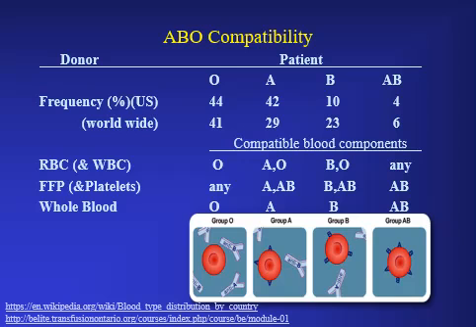Now this next table shows the approximate distribution overall in the U.S. and worldwide of the ABO groups and the compatibility for various blood components. As you can see, those with Group O, which are about 40 to 44% in the U.S., will have antibodies to both A and B antigens, whereas the AB groups, which only make up 4% in the U.S. and 6% worldwide, will have no ABO antibodies.